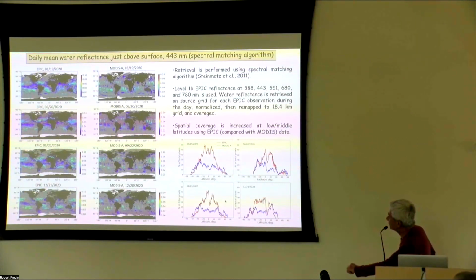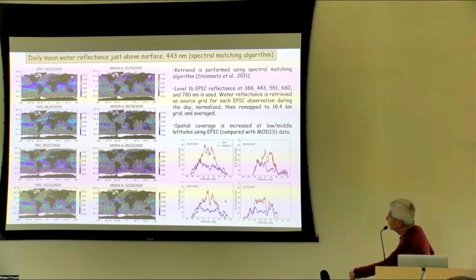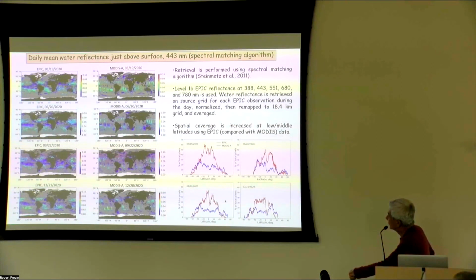And you can really see the drastic increase in coverage using EPIC. For example, on the 19th of March, at the equator, you go from about 15% to something like 50–60%. Quite a large increase in coverage.